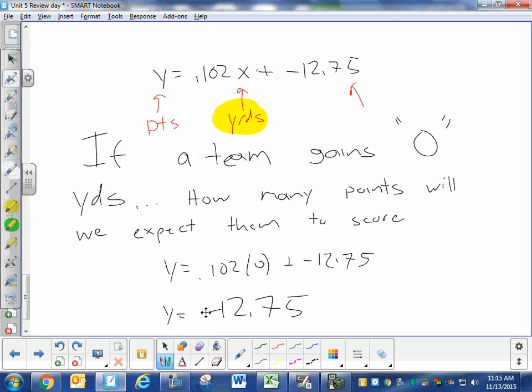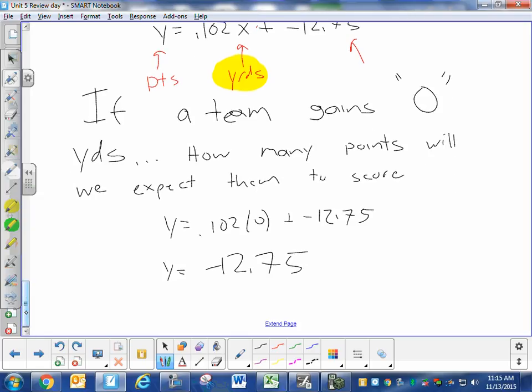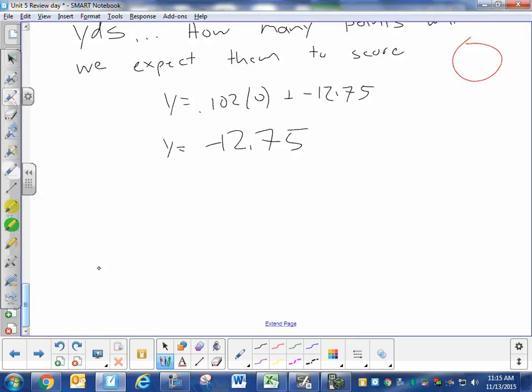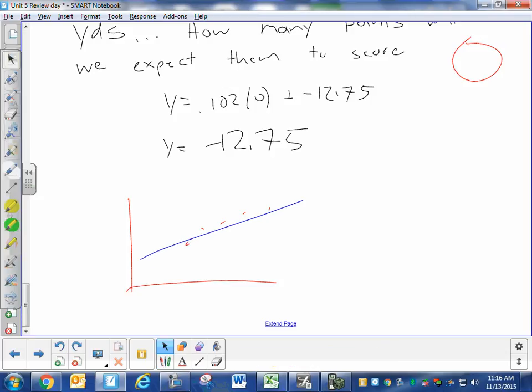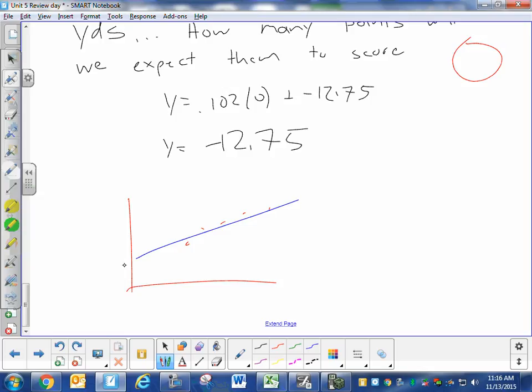This prediction model all of a sudden is way off. If you score 0, if you gain 0 yards, how many points should you expect to score? 0, right? Not negative 12.75. So Party Sabetti said, well, if you have all this data up here and you get a line of best fit, don't go too crazy with this line of best fit and start extrapolating it all the way to the right or all the way to the left.